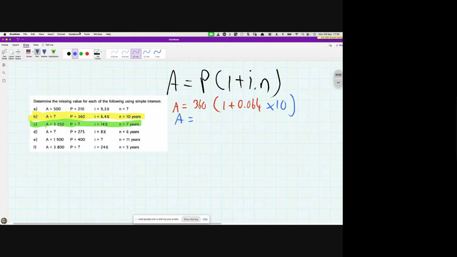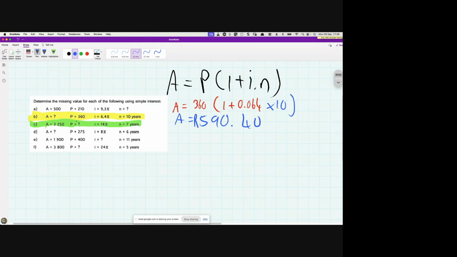Anyone else? Let me know in the chat what you are getting. 360 times 1 plus 0.064 times 10. I get 590.40, and that would be Rand in this scenario.